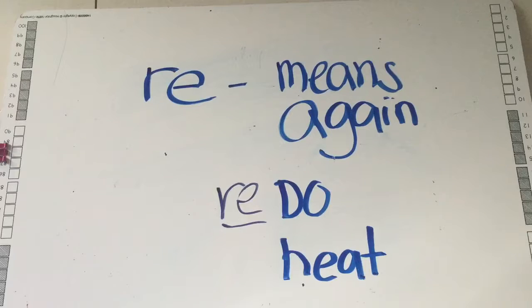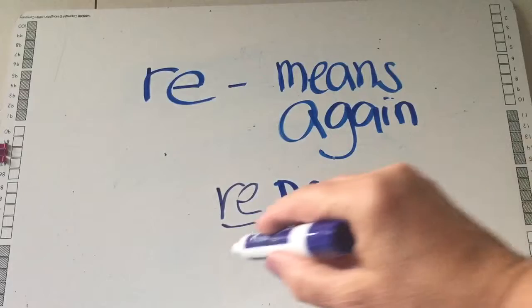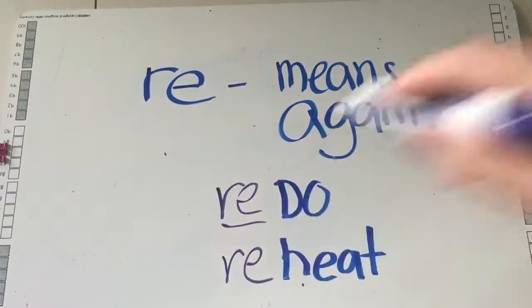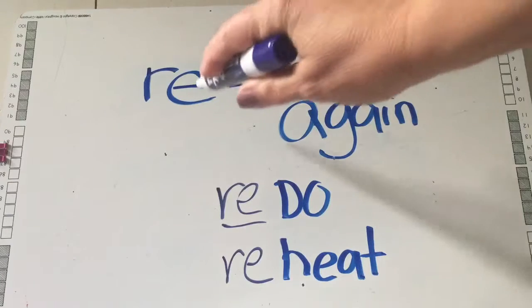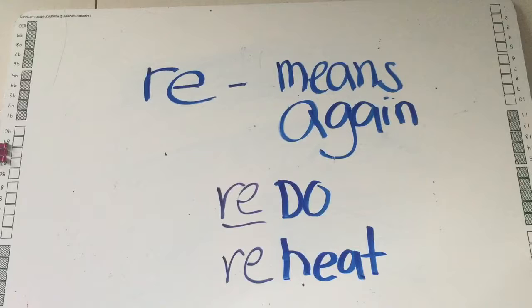Look at the word below that, heat. I'm going to heat my pasta for lunch. Let's add re to it. Changed it again. Now I'm going to reheat my pasta for lunch. That means I'm going to heat it again. I must have heated it before, because now I'm going to do it again, because re means again.